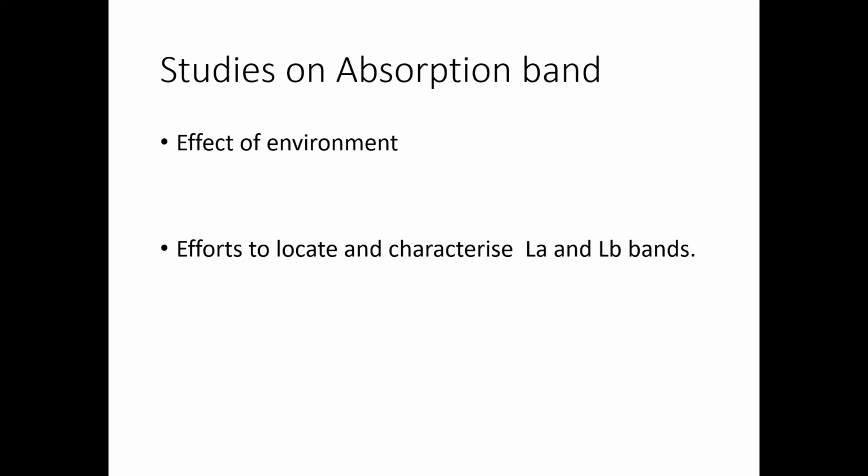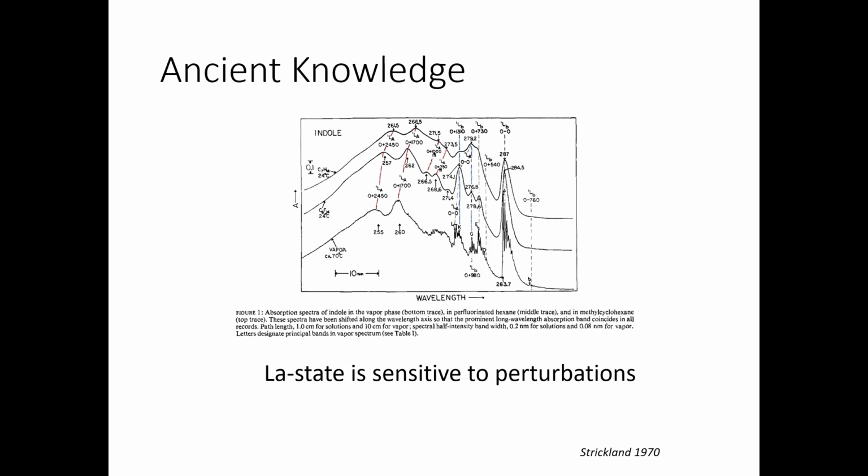With this kind of knowledge, people started studying these ring systems and their absorption bands in various different environments. If you study the absorption band of tryptophan or the chromophore indole in various solvents, you see that the LA state is quite sensitive to perturbation. Based on the solvent polarity, you see shifts in the LA band, and the LB band is much less sensitive to perturbations. This is all ancient knowledge. I'm trying to summarize what is known about the excited state behavior of the system.